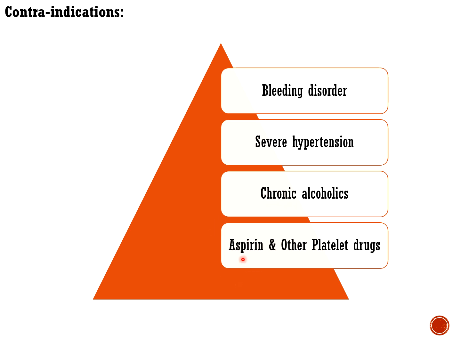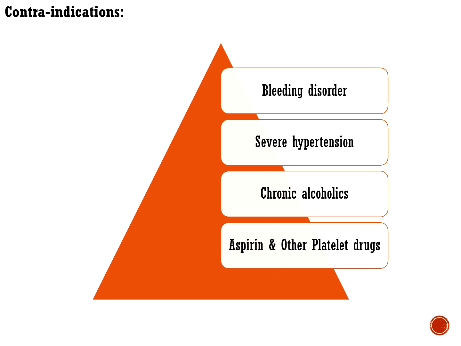And at last, the final contraindication will be aspirin and other platelet drugs. Why should we avoid aspirin? Aspirin is an antiplatelet drug, also used only in clotting disorders. Aspirin inhibits the platelets, and heparin also has an antiplatelet action. So there is a possibility of increased excessive bleeding, so we should avoid it in case of aspirin. So we should avoid heparin in case of bleeding disorders, severe hypertension, chronic alcoholics, and aspirin and other platelet drugs.